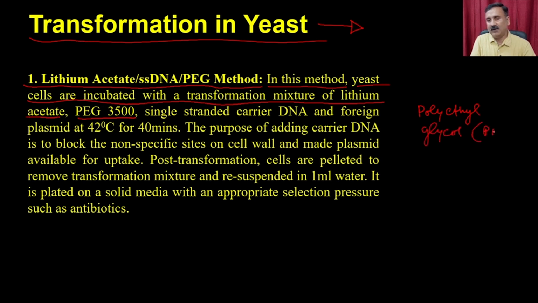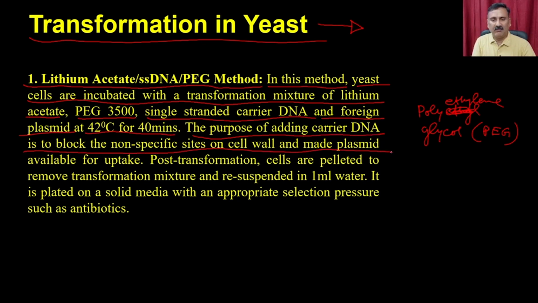PEG. Okay, so PEG is polyethylene glycol. Single stranded carrier DNA and the foreign DNA or the foreign plasmid, that is the recombinant DNA, at 42 degrees Celsius for 40 minutes. The purpose of adding the carrier DNA is to block the non-specific sites on the cell wall and make the plasmid available for the uptake.